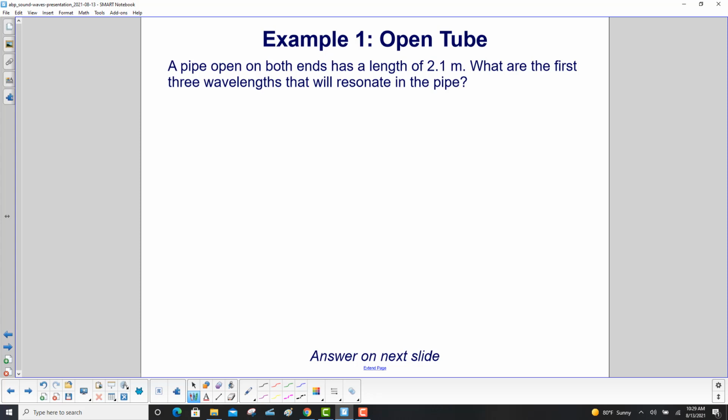A pipe open on both ends, which makes it an open tube, has a length of 2.1 meters. What are the first three wavelengths that will resonate in the pipe?